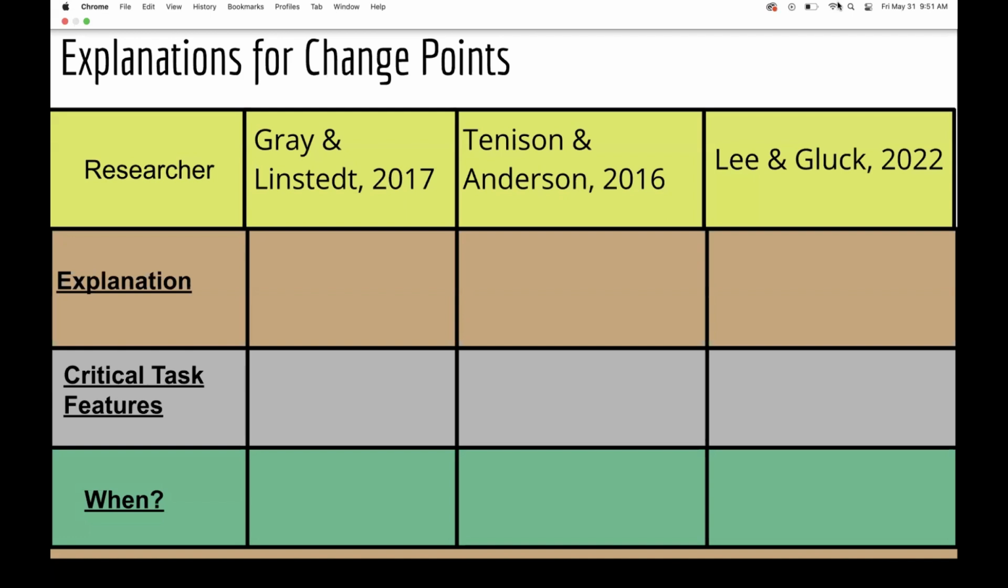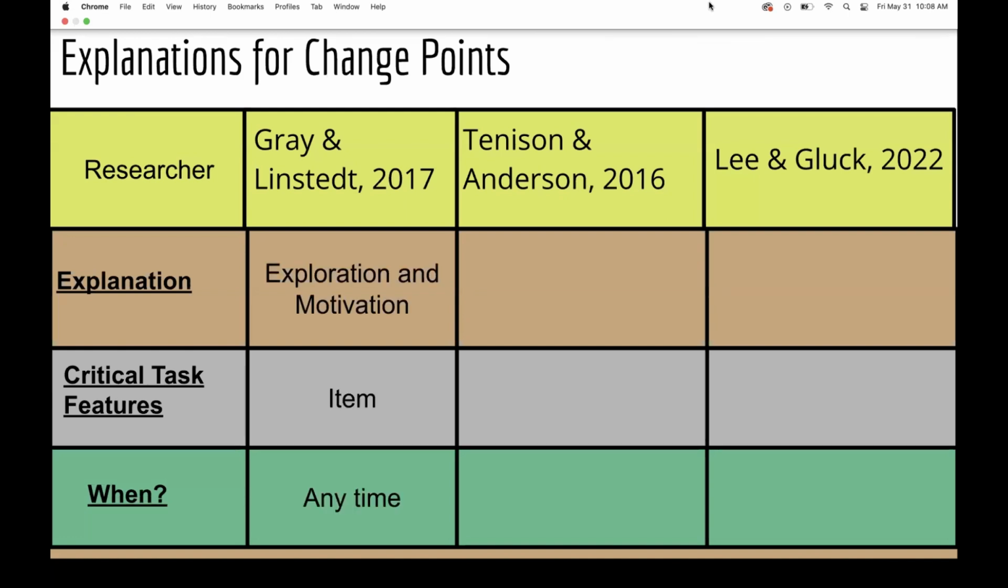One explanation posited by Gray et al. is that sudden shifts in performance are the result of changes or refinements in the individual strategy used to complete a particular task. From this explanation, inferred change points are thought to depend on the specific items being learned and can occur at any time as the individual performs the task.